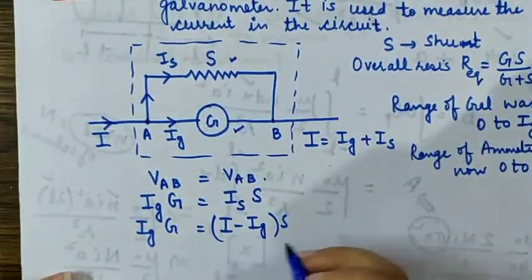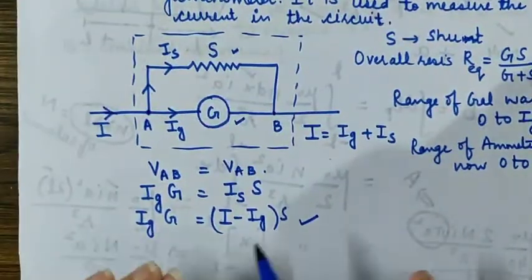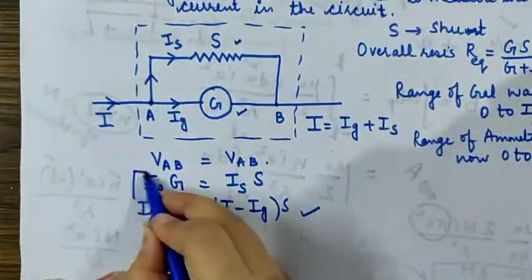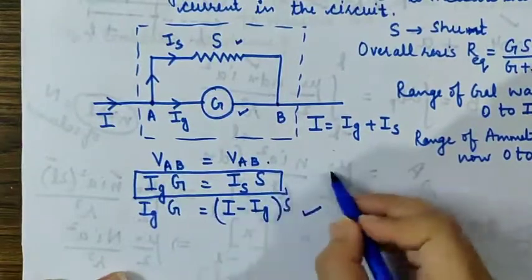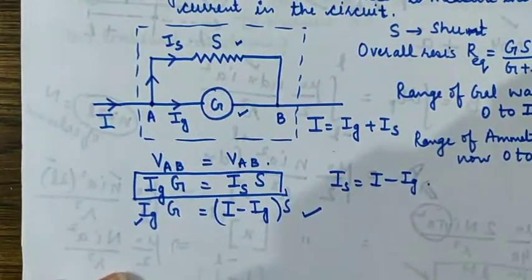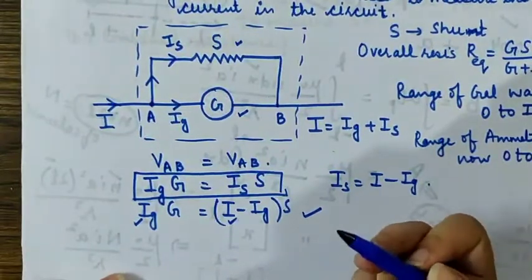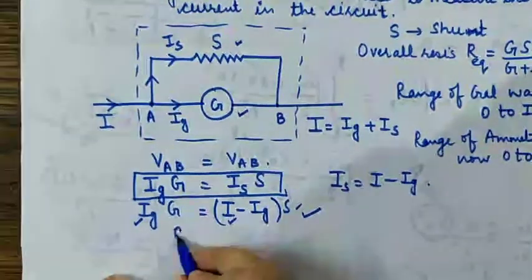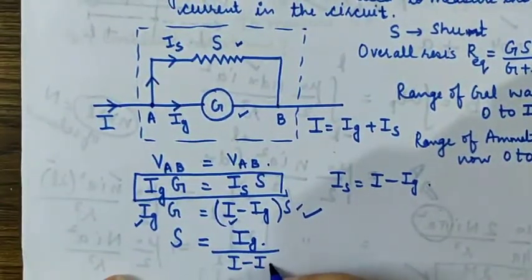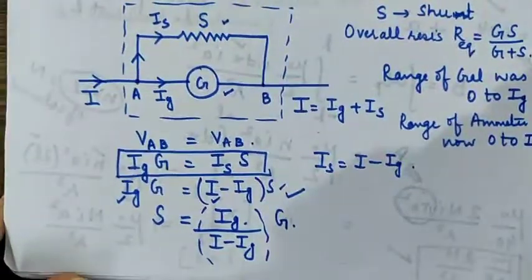If you want to find the value of S from here, you can use this equation for calculating with the values of Ig, I and G. This will be our basic equation, in which we put Is equal to I minus Ig. Here Ig means the old current, I means the new current, the new maximum current that an ammeter can note, and S means shunt. So the shunt that is needed is given by Ig over (I minus Ig) into the galvanometer's resistance. So this is your final answer.